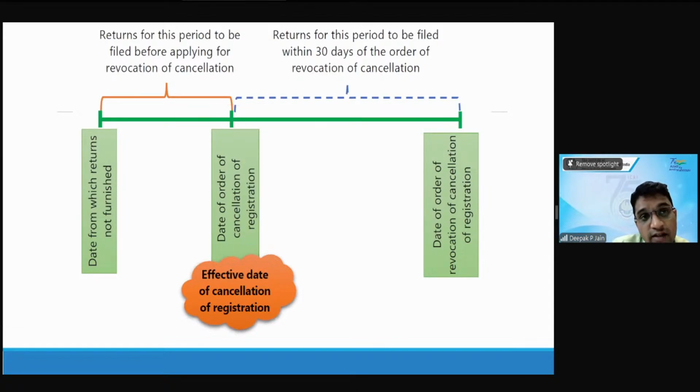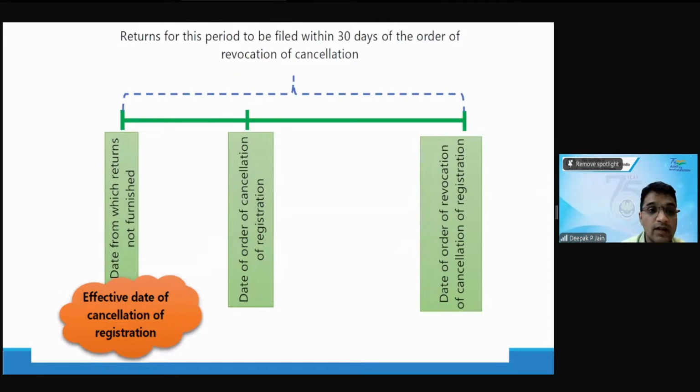So, you have filed the returns for this period, but from the cancellation date till the date of revocation of cancellation, you have not filed the returns. So, you have to file it here. And in the next instance is your effective date is retrospective. That from the date when you have not filed the return, you have got a cancellation order. So in that case, for this duration, you have to file it. That is what third proviso is the previous slide and fourth proviso is this side.